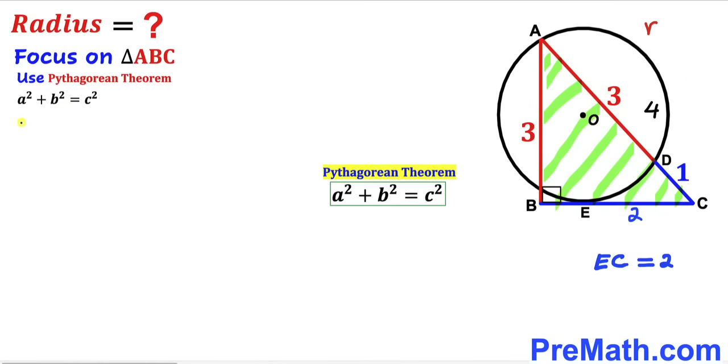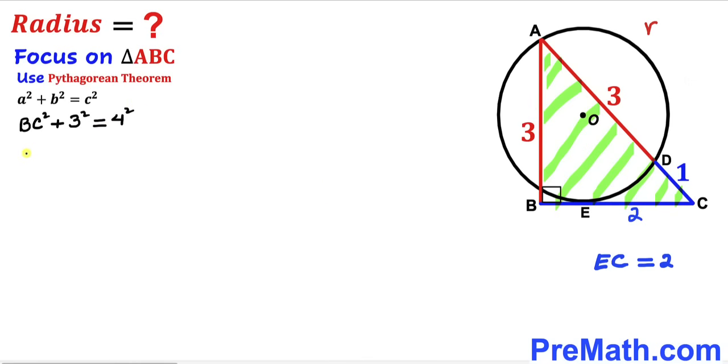So we got BC squared plus 3 squared is going to be equal to 4 squared. Let's simplify it. So this is going to be BC squared plus 9 equal to 16. And now I'm going to subtract 9 from both sides. So therefore we could see this cancels out. So therefore BC squared is going to be equal to 7.